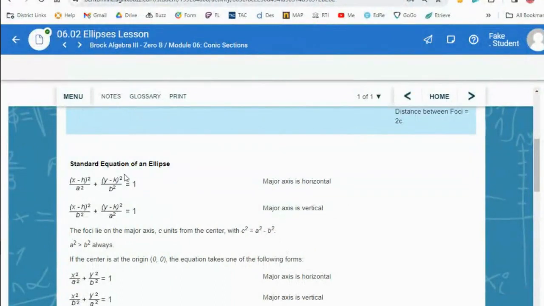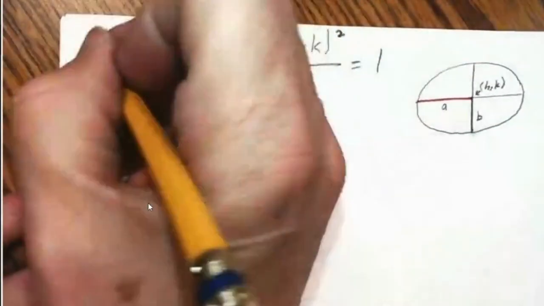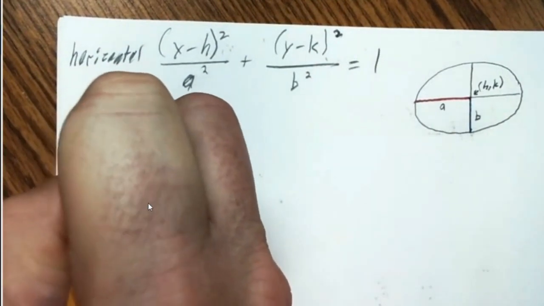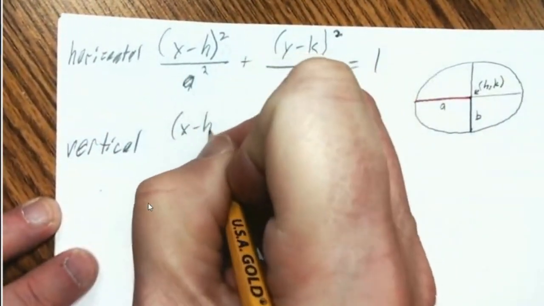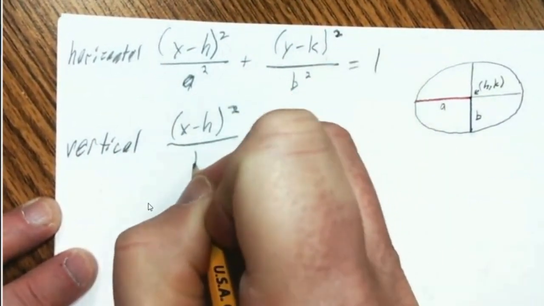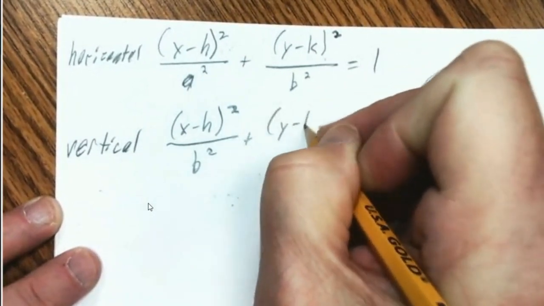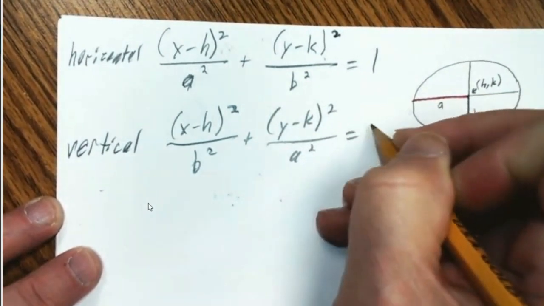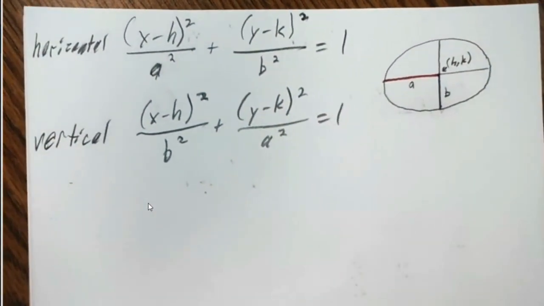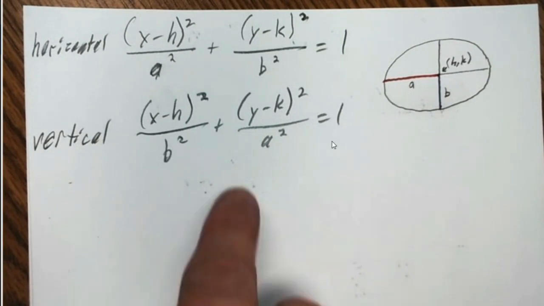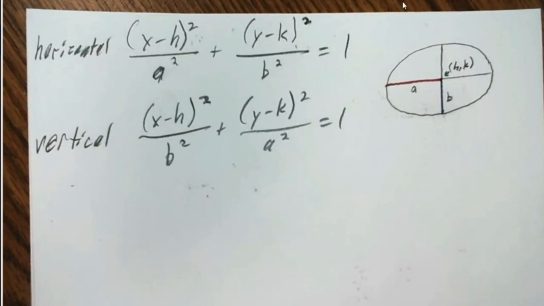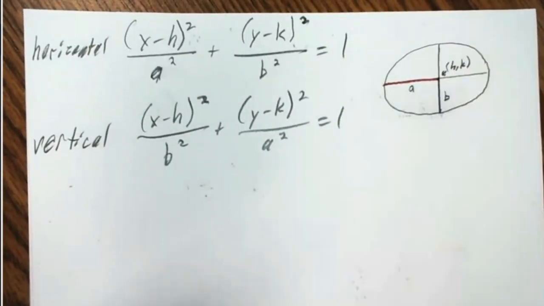Standard equation of ellipse. For a vertical major axis, we just switch the A and the B. Look, everything's exactly the same. So let's designate that on our notes. Horizontal, vertical. So vertical's x minus h squared over b squared plus y minus k squared over a squared equals 1. So there's the difference between the horizontal. We just switch the A and the B. So that one would be a tall one instead of a wide one. This one's a wide one. The other one goes up and down.